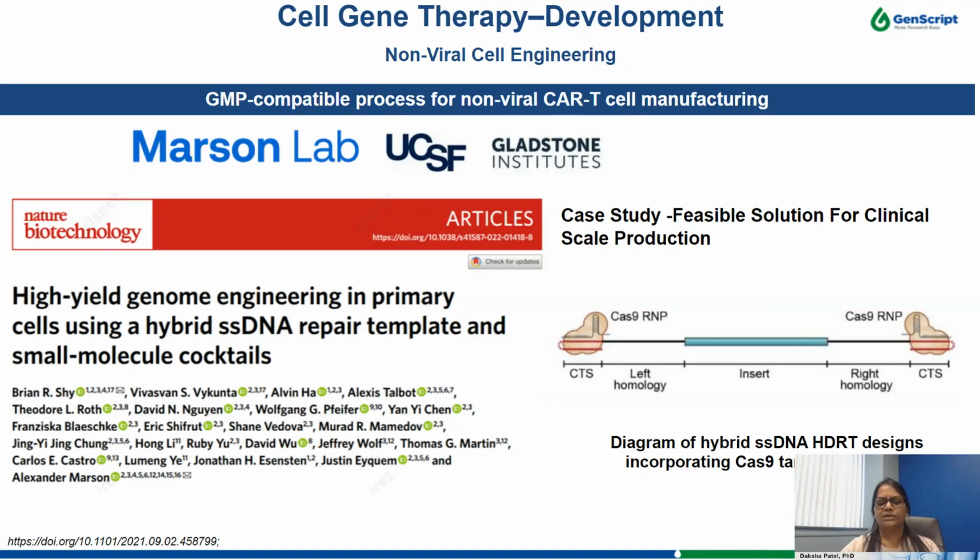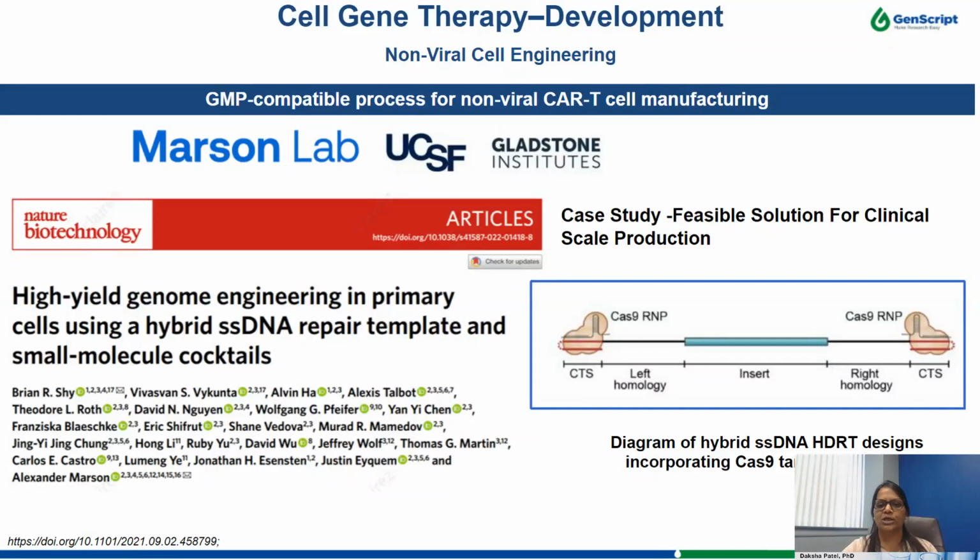With advancement in CRISPR-Cas9 technology, it is now possible to insert the target gene sequence at a specific genomic site in human primary T cells for CAR expression without using a viral vector. So in this case study, Dr. Brian developed a hybrid single-stranded DNA, ssDNA, HDRT with CTS. And the diagram of this hybrid ssDNA HDRT is shown here.